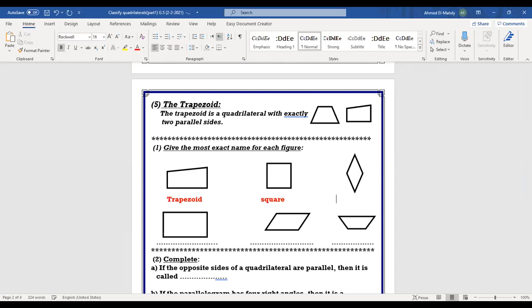Hana? Hana? Hana? Yes, Hana. What is the name of this figure, dear? Yes, Hana.